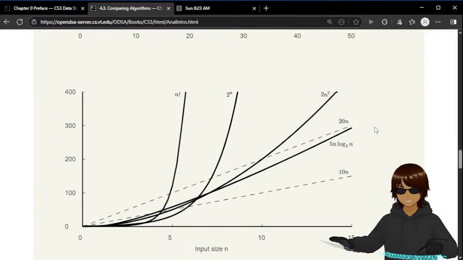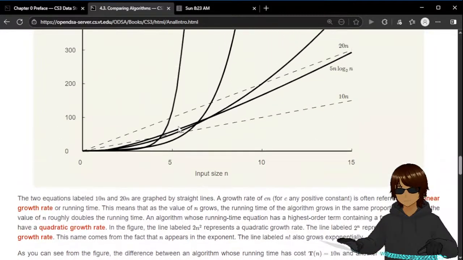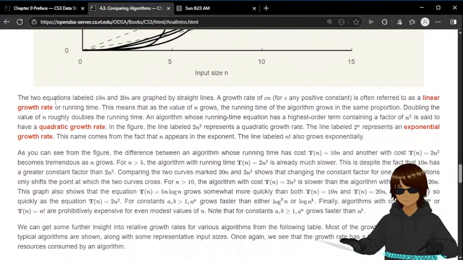Why is this slower? 20n. Oh, it's zoomed in over here. The two equations labeled 10n and 20n are graphed by straight lines. A growth rate of cn is often referred to as a linear growth rate or running time. This means that as the value of n grows, the running time of an algorithm grows in the same proportion. Doubling the value of n roughly doubles the running time.